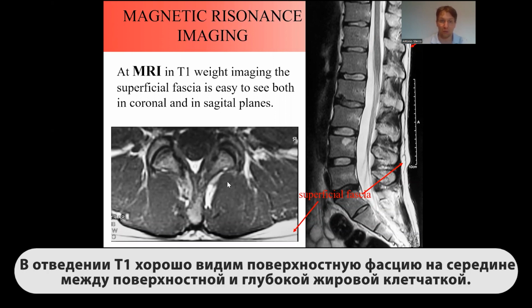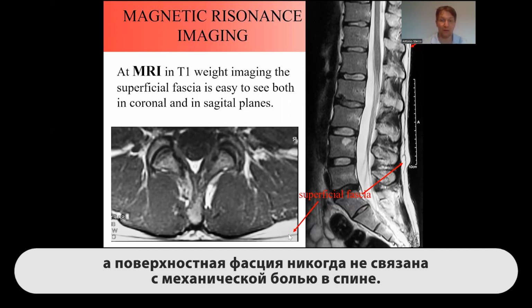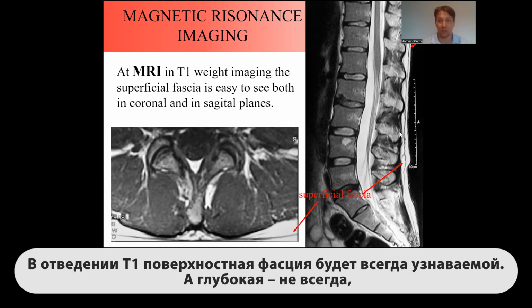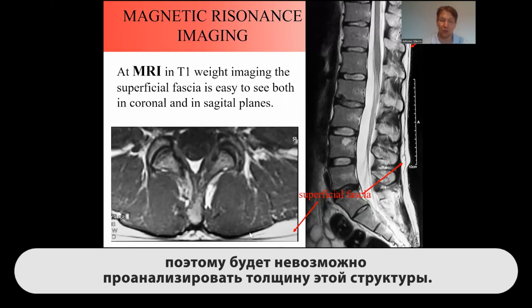As you can see in a T1 row, you can see the superficial fascia in the middle of the superficial adipose tissue, deep adipose tissue. And right here, you can see the thoracolumbar fascia. Thoracolumbar fascia is related to low back pain. Superficial fascia will never be related to chronic mechanical low back pain. This is important because in T2 or T1, superficial fascia will always be recognizable. The deep one sometimes not, because if you don't have fat infiltration, the muscle will be black like the deep fascia. So you will not be able to analyze the thickness of this structure.